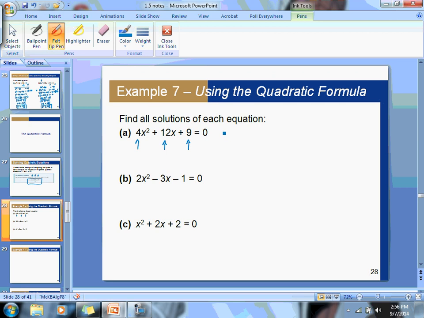So if we substitute in, we'll have x equals opposite b plus or minus the square root of, let's see, b squared minus 4 times a times c all over 2 times a.